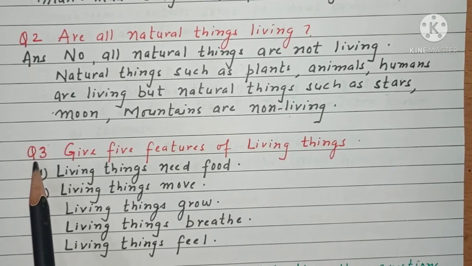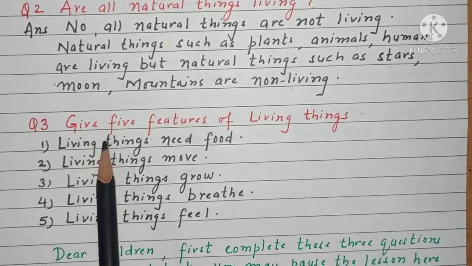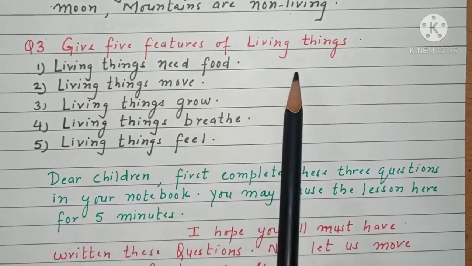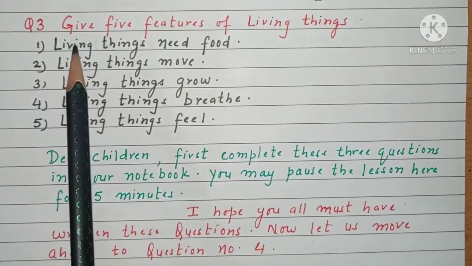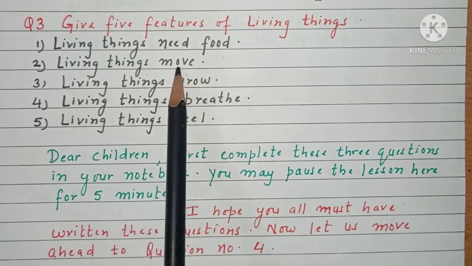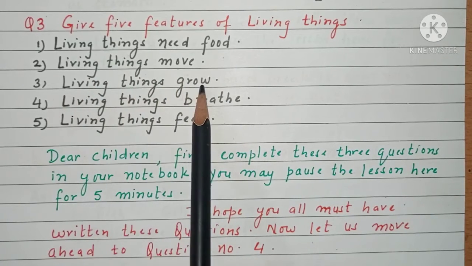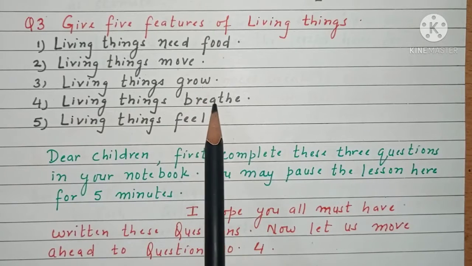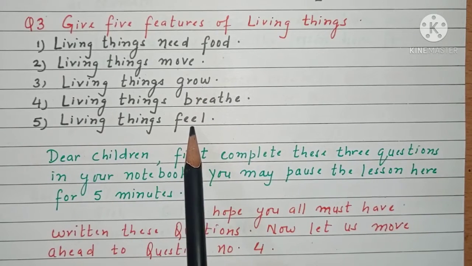And in question number 3, as we have already discussed the features of living things, let's recall them. What are the features of living things? The first feature is living things need food. Living things move. Living things grow. Just recall the living things. Living things breathe and living things feel.